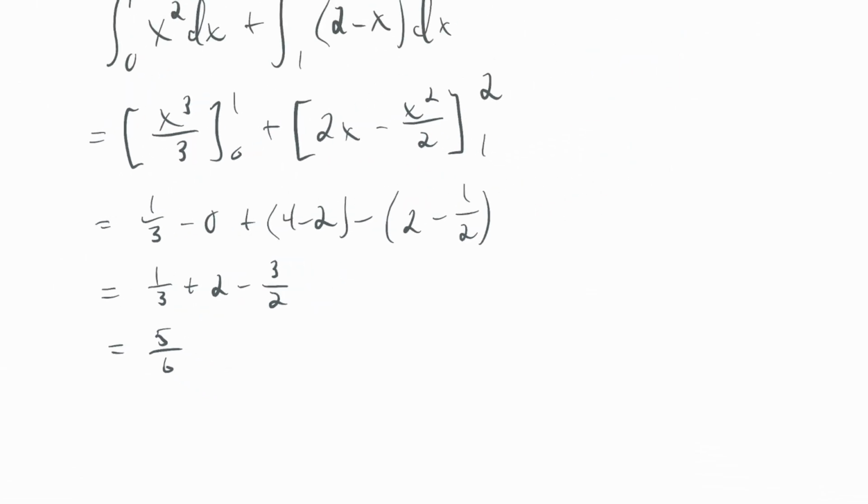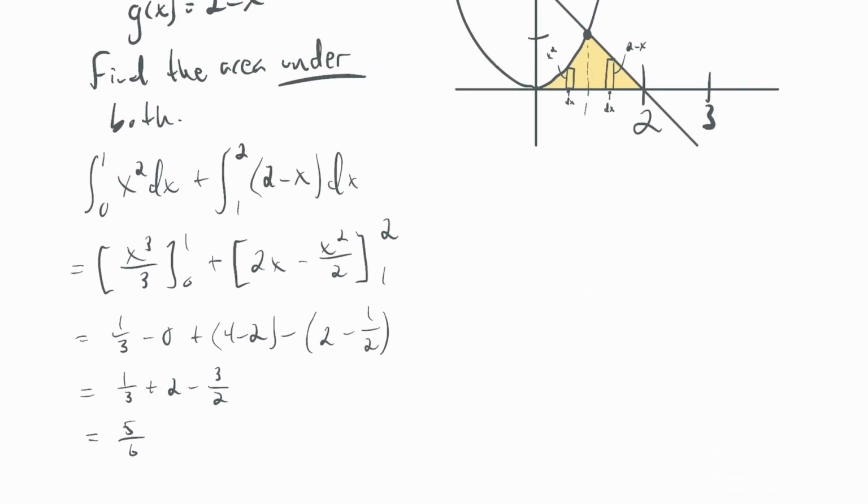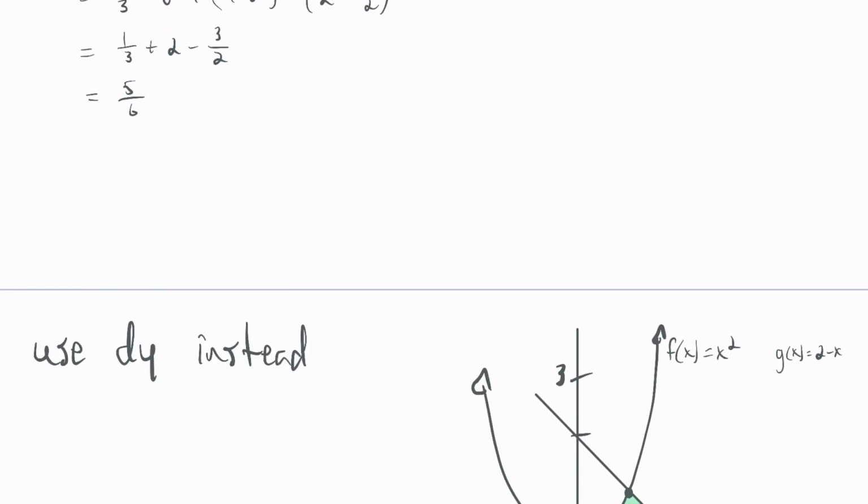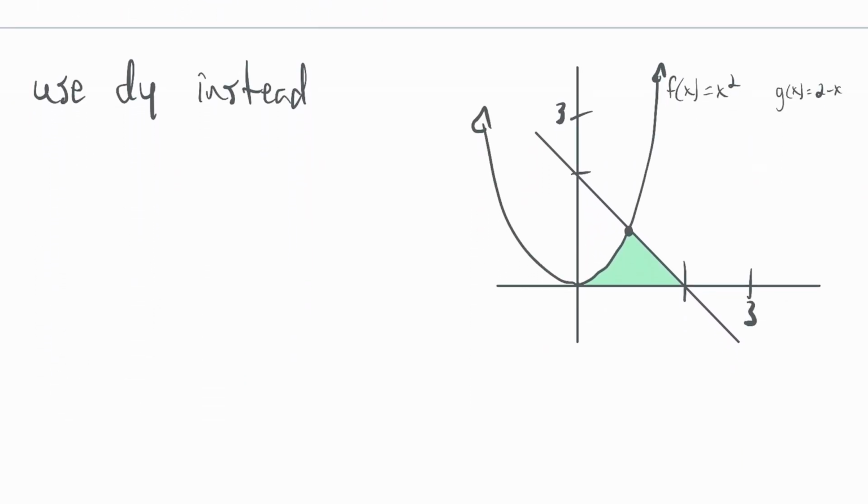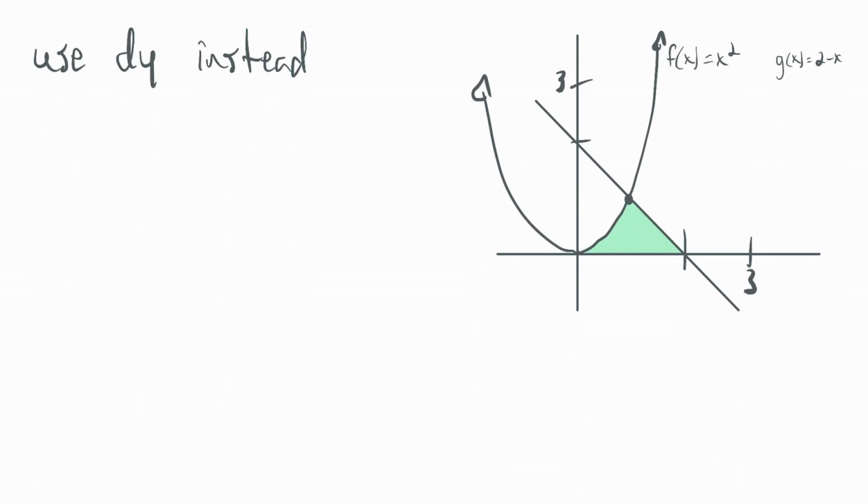So that's that area using two vertically aligned rectangles, and we had to do two of them because there are two different top functions depending on where in the interval you are. So now, when I go to do my next example, I'm going to use dy instead. I'm going to have a horizontally aligned rectangle.